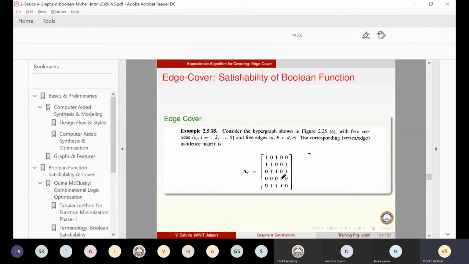So this A is there. It has 5 columns, 5 rows. And if you make a graph, 5 vertices will be there. The first edge is a simple edge connecting vertex 1, 2. The second edge is a hyperedge connecting 3 vertices, V2, V3, V5. Third edge is a hyperedge connecting V1, V3, and V5.